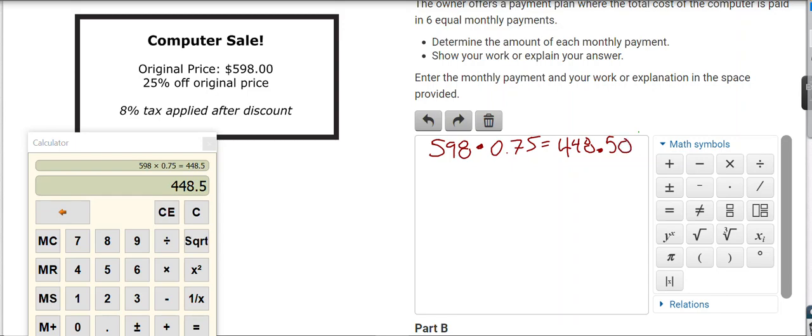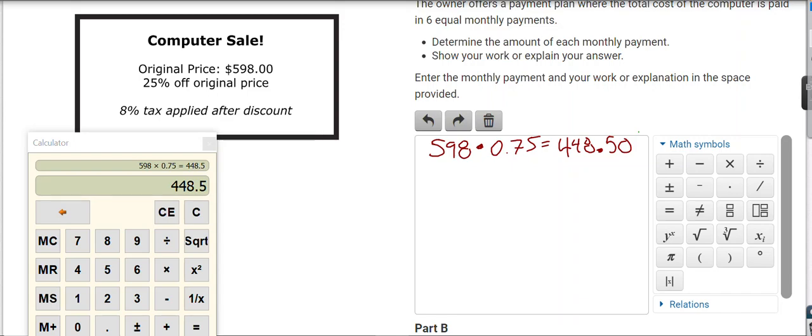So the calculator is not going to give us that last zero, but we do need that last zero because it is money, and money is in parts of 100. So we do have to have that 0.50. All right, so is that the actual amount that I'll spend on the computer? No, I have the tax.